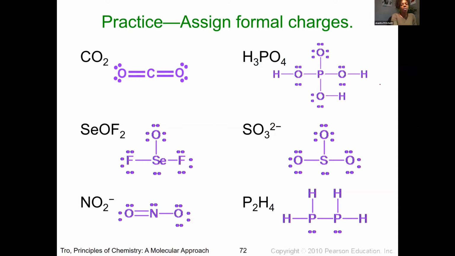If we look at carbon dioxide, we would do a formal charge for carbon. Carbon would be 4 valence electrons minus 0 lone electrons, there are no lone electrons on it, minus half of the bonding electrons. So minus half of 8, or you could simply write 4 for the bonding pairs. And that gets us a total of 0.